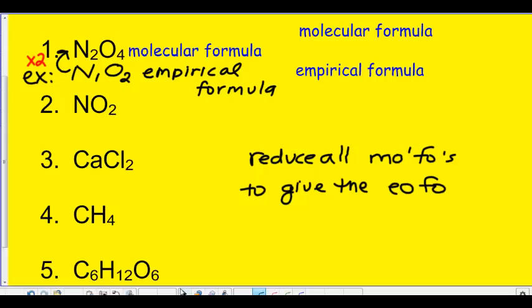So again, identify these as either MOFOs or EOFOs, either molecular formulas or empirical, and for anything that you code as a molecular formula, reduce it to give me the empirical formula.